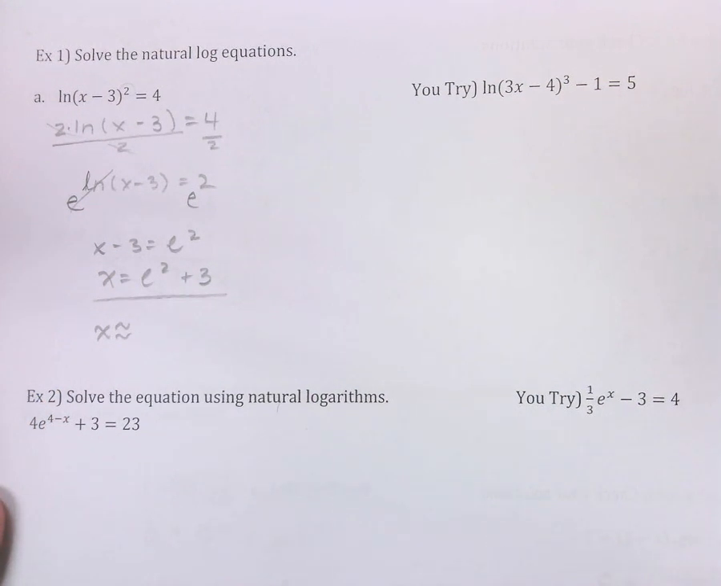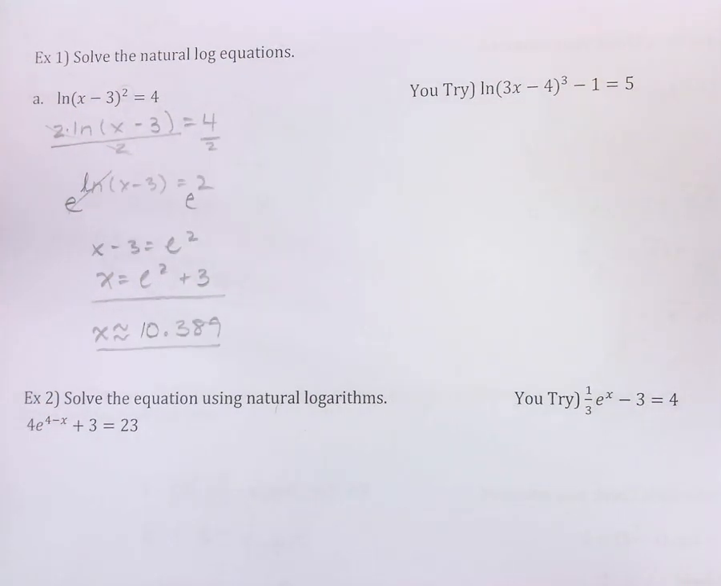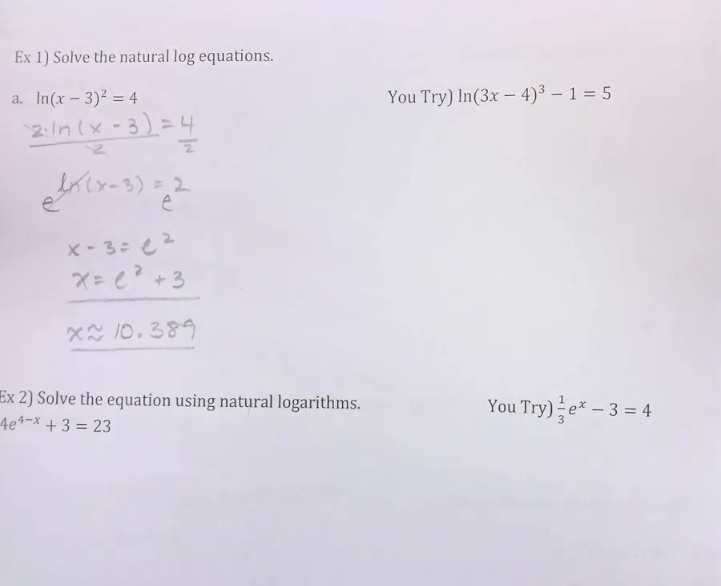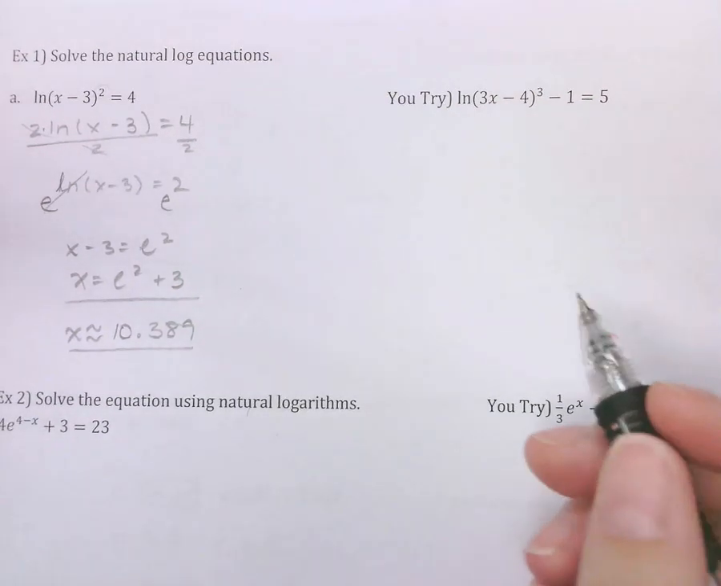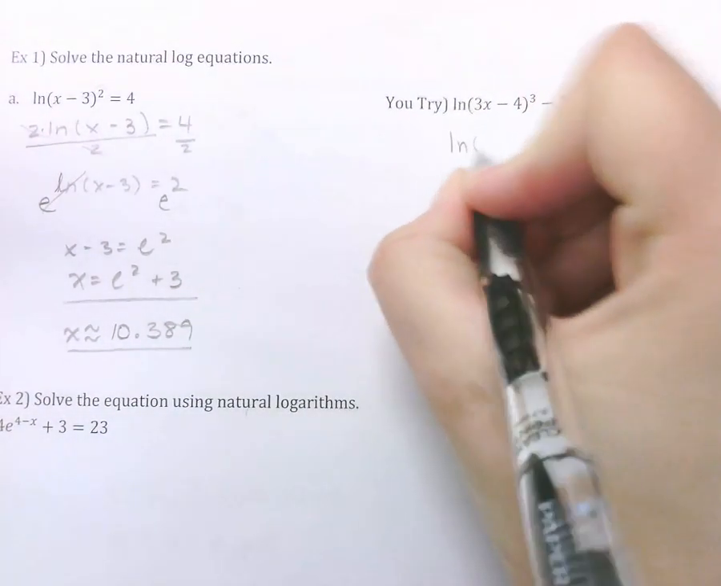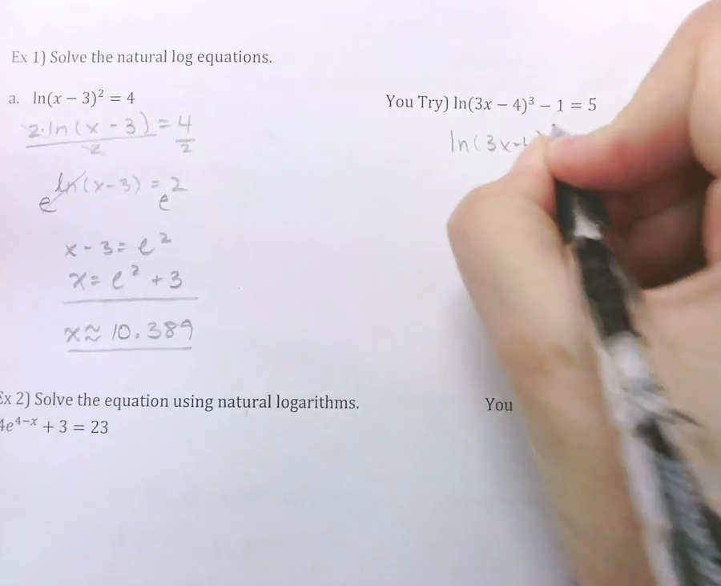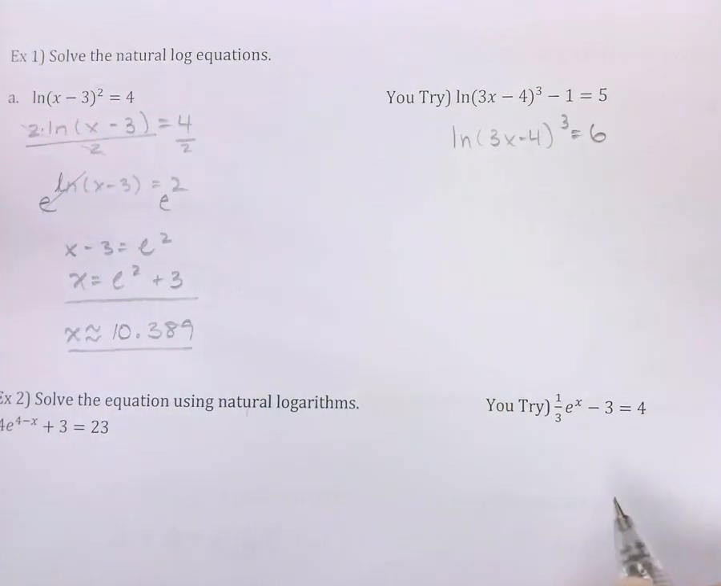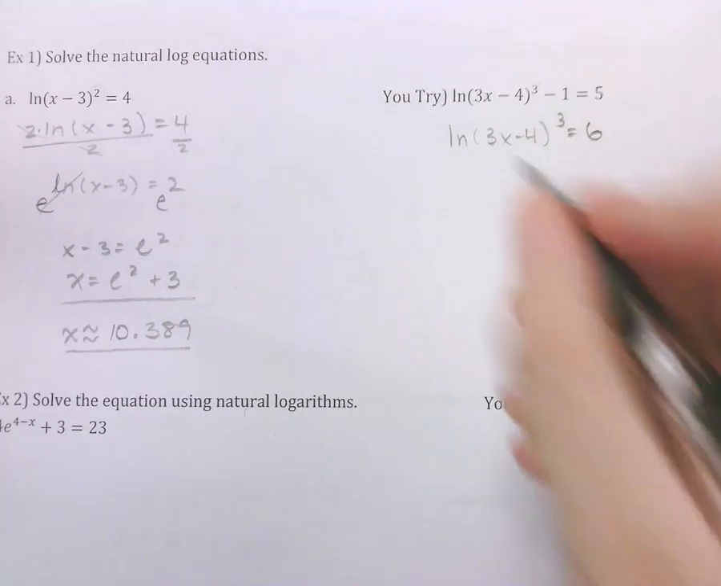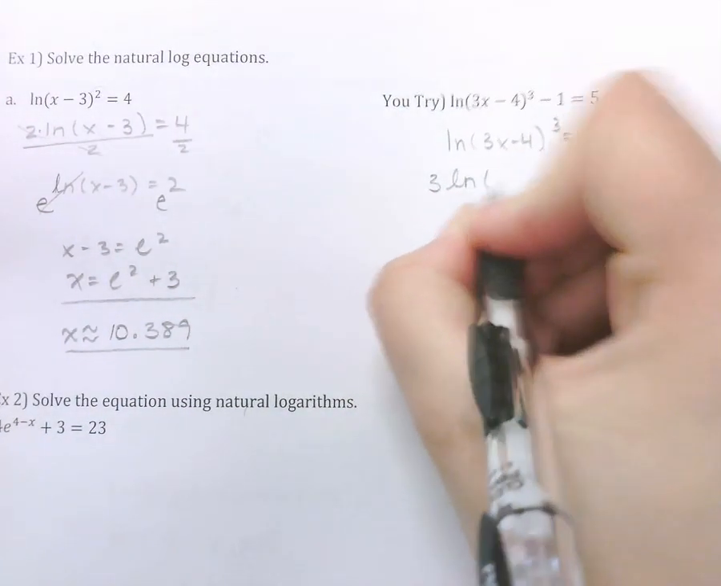I'm gonna do it. I think I did it really good because I have an answer and it's good. I'm gonna add 1, and then I'm gonna move the 3 in front of the natural logarithm.